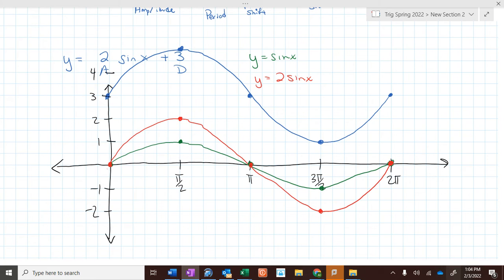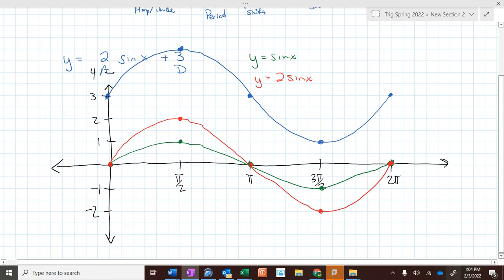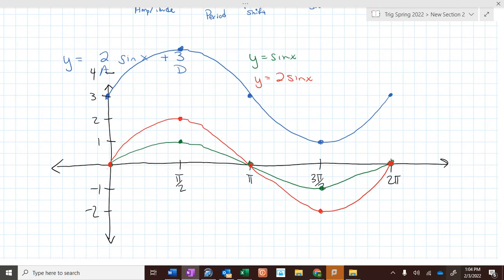Okay? You can handle that, right? Okay. Let's do a cosine curve now. Should I still leave it for a few seconds? Okay.